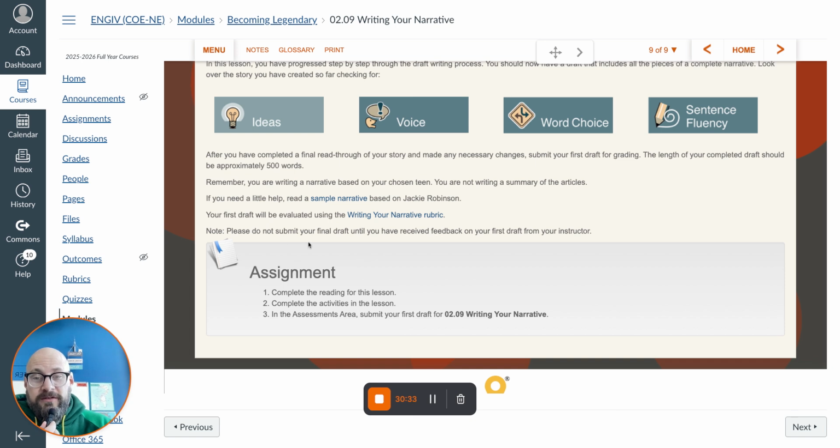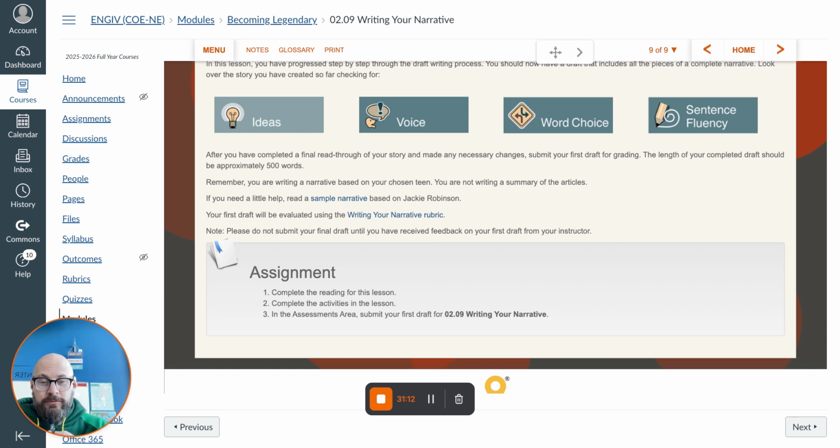It says here, please do not submit your final draft until you have received feedback on your first draft from your instructor. Yes, keep in mind what you are submitting here is going to be your first draft. So you are going to want to, at some point, stop the editing process, call that your first draft, and submit it, because it's highly suggested here that you are going to polish it for a final draft. So, again, what you're going to be submitting here is considered a first draft.